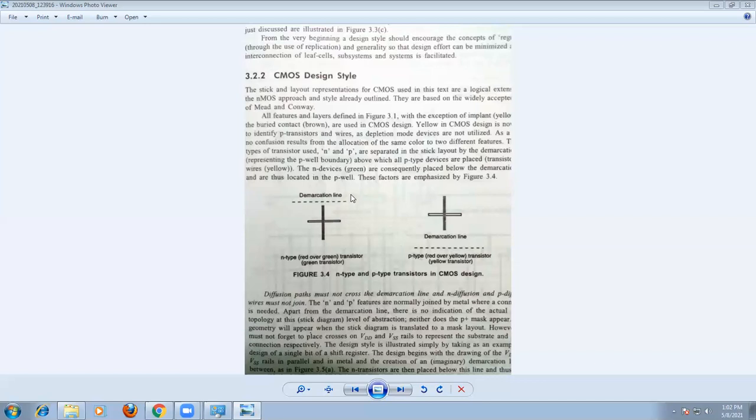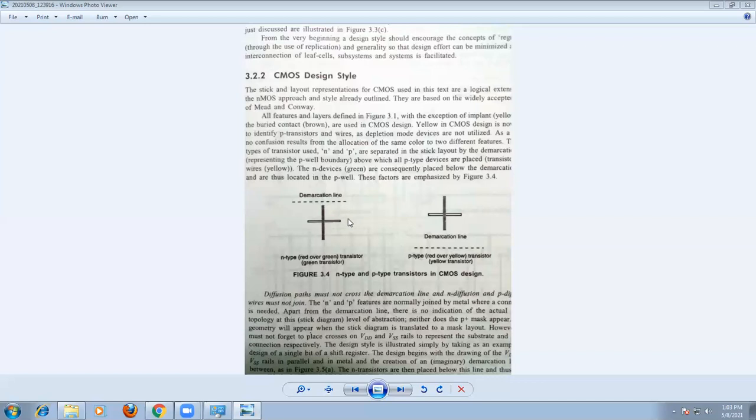Okay, now there are some rules for this demarcation line. Particularly for CMOS design style, we have to follow some rules, depending upon the demarcation line. Now what are those rules? The first thing is all the N-channel transistors must be placed below the demarcation line. All the N-channel FETs, that means all the N diffusion layers, must be placed below the demarcation line. That is the first thing you have to remember.